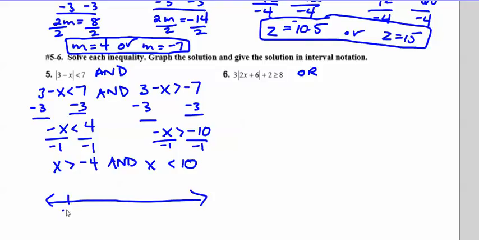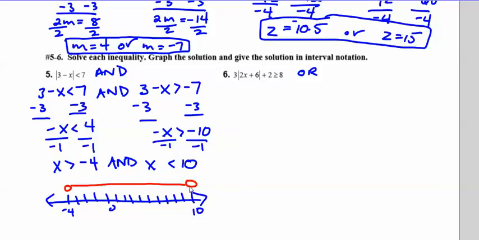I need negative 4, negative 3, negative 2, negative 1, 0, 1, 2, 3, 4, 5, 6, 7, 8, 9, 10. Okay, so it's greater than negative 4. It doesn't equal negative 4, so you do an empty dot to say leave out negative 4. And it goes all the way up to 10, but not quite. It's less than 10. So another empty dot at 10 to show that part of the solution.